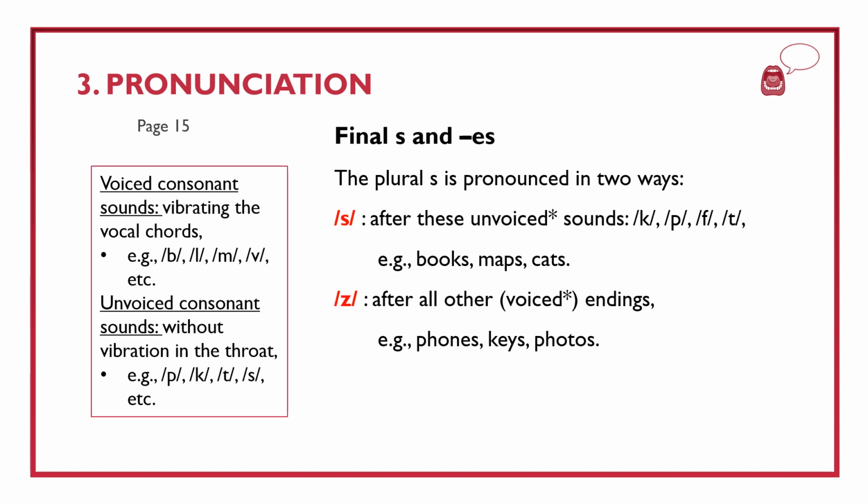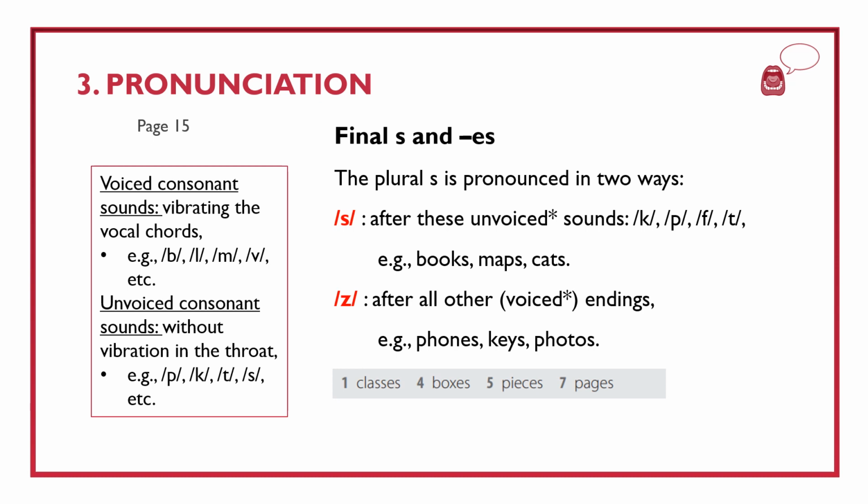Part B. Listen to track 2.4. Read the rule. Circle the words where es is pronounced is. Now let's check. So we have number one, glasses. Number four, boxes. Number five, pieces. And number seven, pages. So these words end in ES and they produce the sound is.